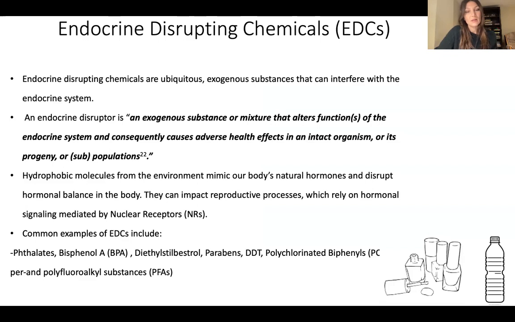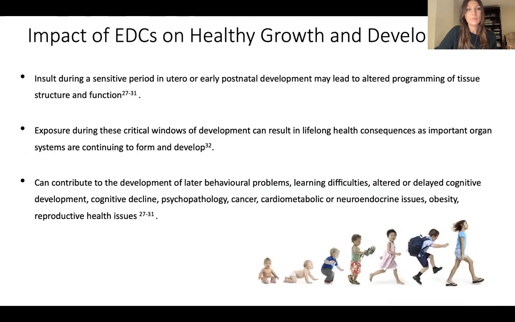Some common examples of endocrine disruptors that you may have heard about include phthalates, BPA, diethylstilbestrol, which is a very potent xenoestrogen, parabens, pesticides like DDT, PFAS chemicals, which are typically found in nonstick cookware, just to name a few.